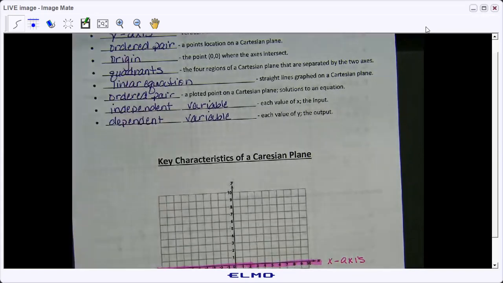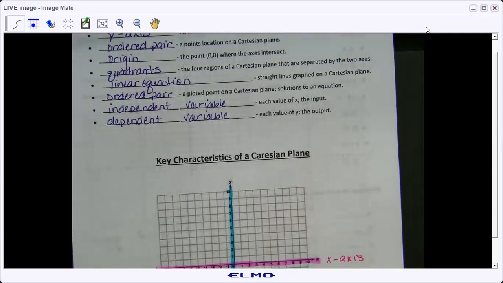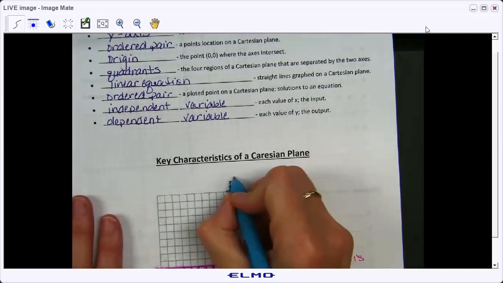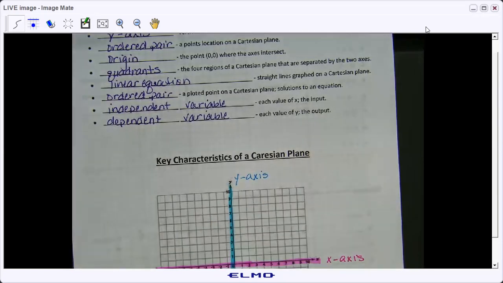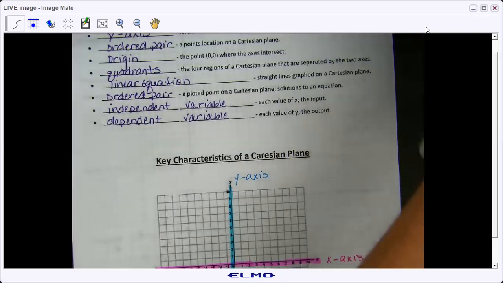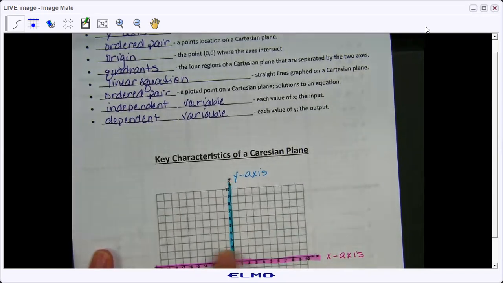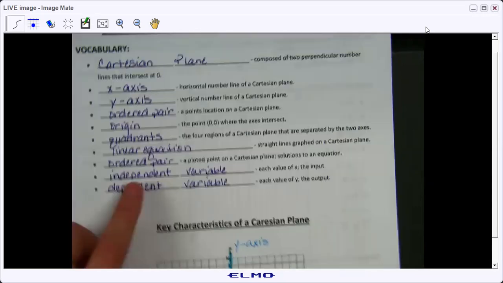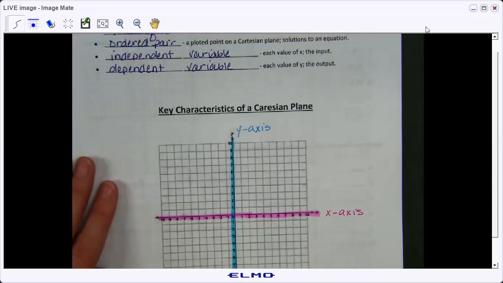The next vocab is y-axis, which is your vertical line right here. Go ahead and label the y-axis. And then your quadrants are the regions of a Cartesian plane that are separated by two axes. So this quadrant is separated by the y-axis and the x-axis. That's what it's talking about when it mentions the quadrants. So we're going to label our quadrants.